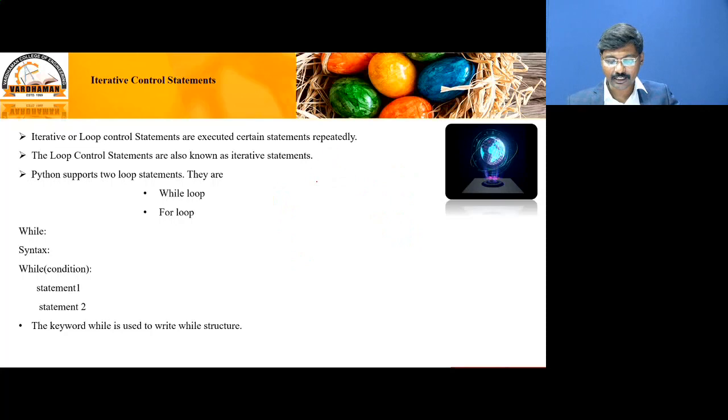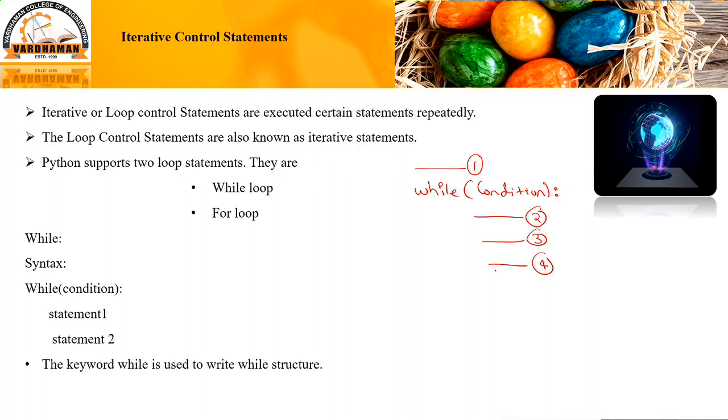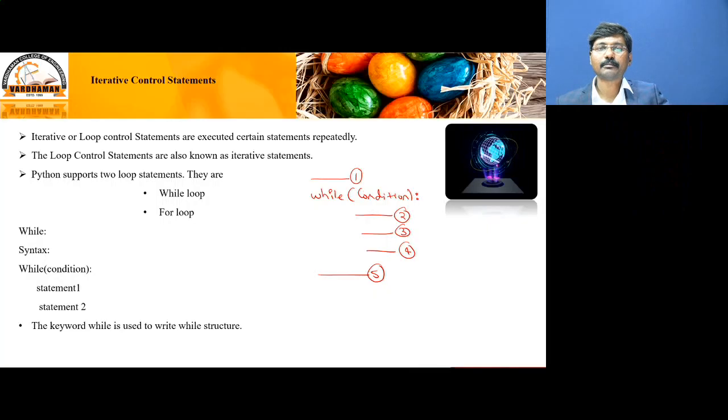Now consider I have a general statement here. This statement number 1 is called my general statement, and then I have here while, followed by some condition, and then followed by statement number 2, statement number 3 and statement number 4, and then followed by statement number 5. In total, in this program I have statements 1, 2, 3, 4, 5.